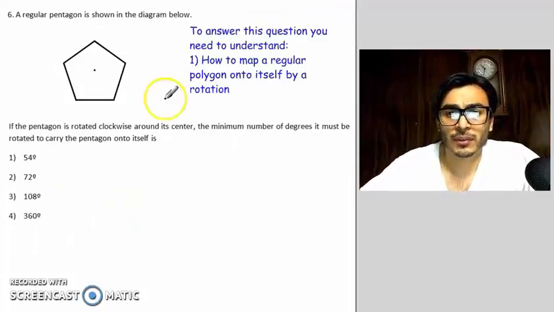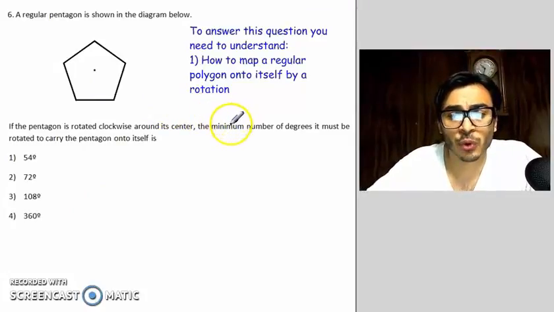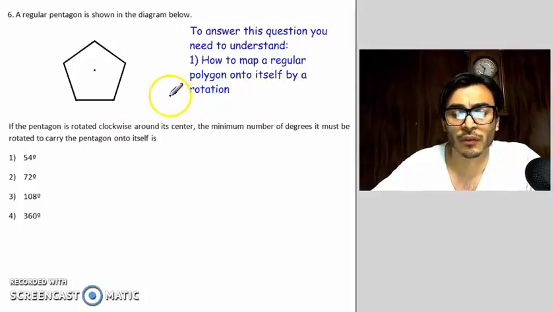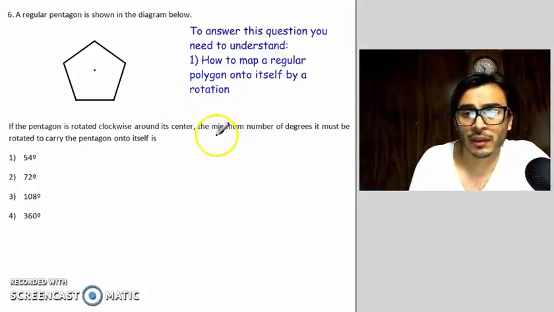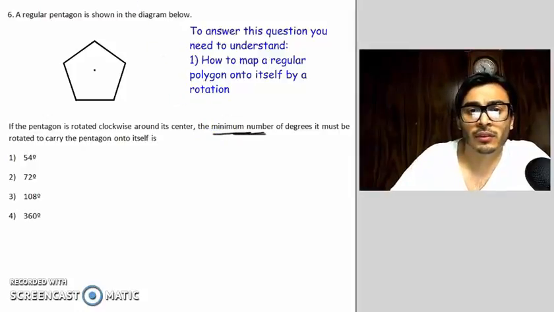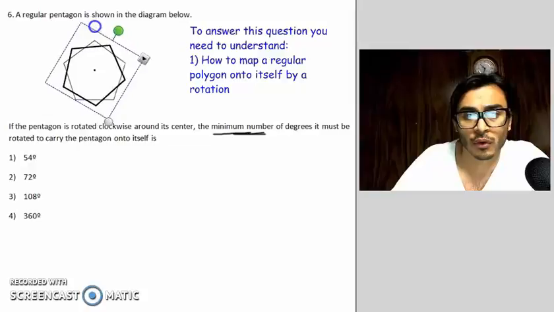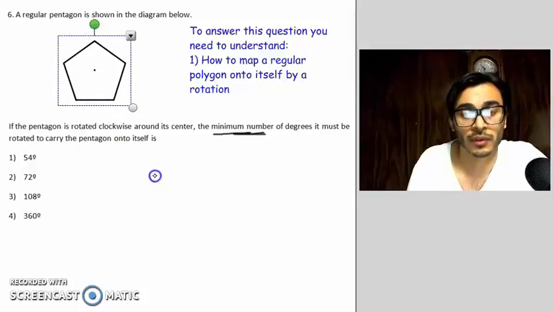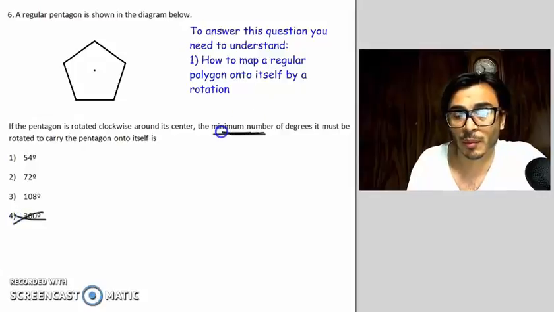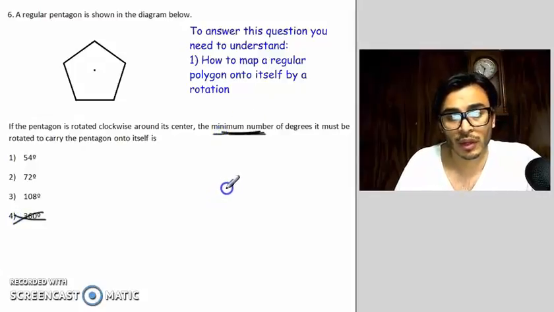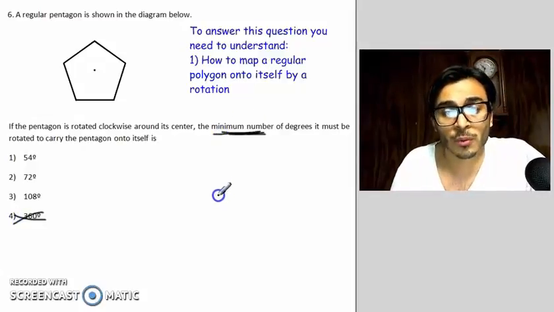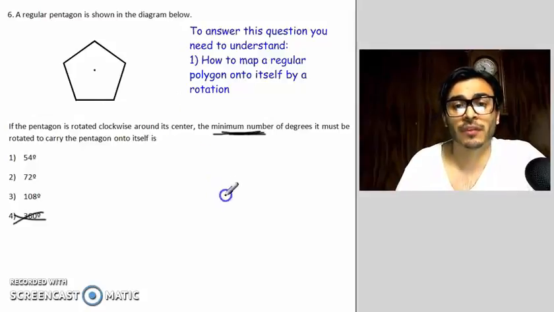Number 6. If the pentagon is rotated clockwise around its center, the minimum number of degrees it must be rotated to carry the pentagon onto itself is. So understand this, minimum number of degrees. Of course, if you rotate this 360 degrees, it's going to map onto itself. Yes, but they're saying what's the minimum number of degrees? So that means there's a smaller angle by which we can rotate that will map the figure onto itself.